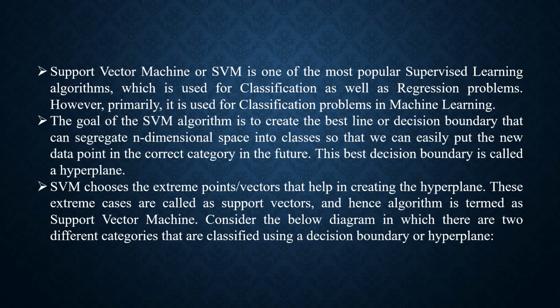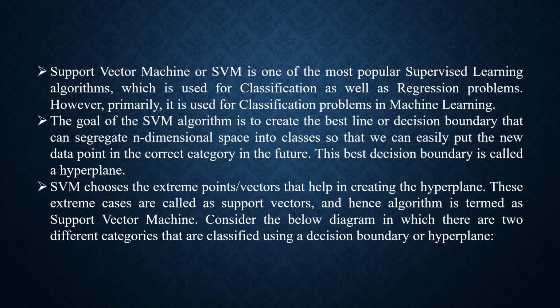Now we are going to see the topic on Support Vector Machine and define it. Support Vector Machine, or SVM, is one of the most popular supervised learning algorithms, which is used for classification as well as regression problems. However, primarily it is used for classification problems in machine learning. The goal of the SVM algorithm is to create the best line or decision boundary that can segregate n-dimensional space into classes so that we can easily put the new data point in the correct category in the future. This best decision boundary is called a hyperplane.